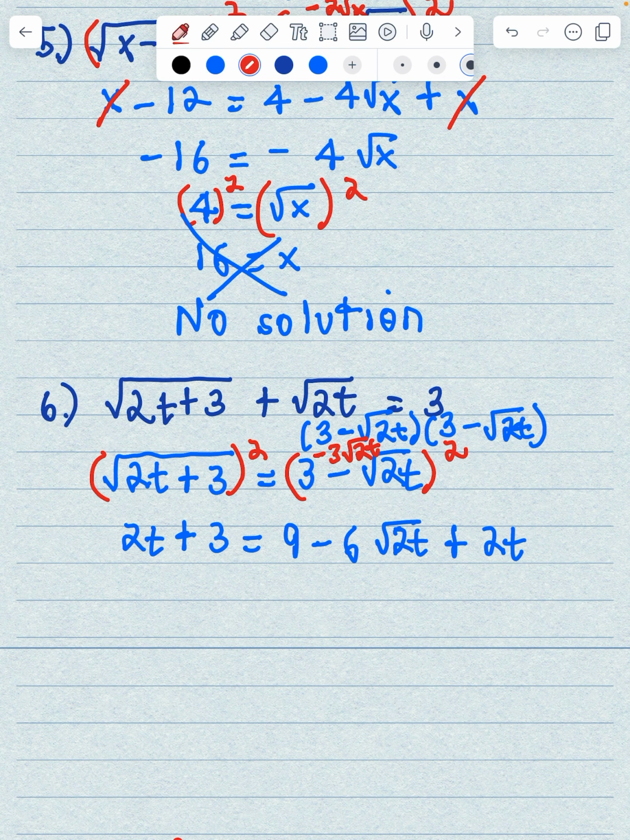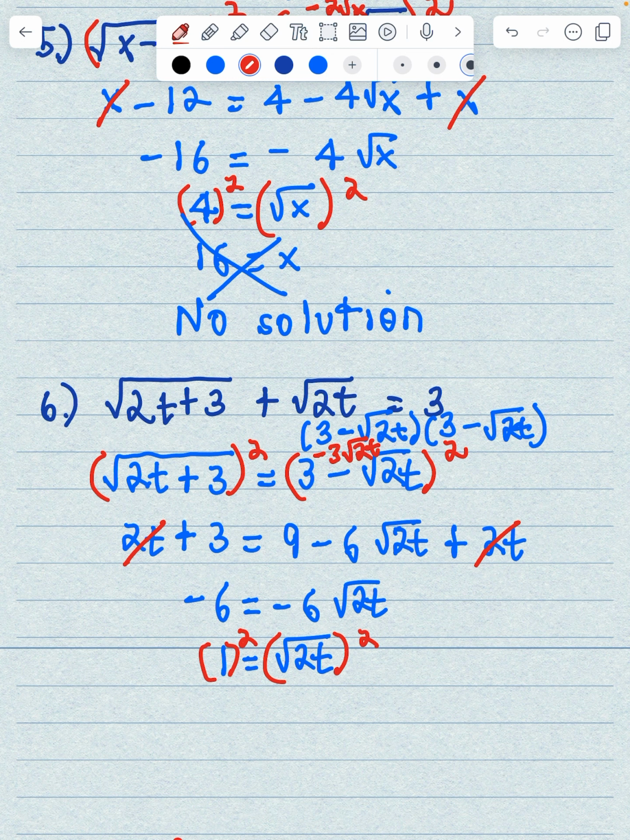So now I need to isolate my remaining radical. I'll subtract 2t from both sides, and now I'll subtract 9 from both sides. So I have negative 6 equals negative 6 times the square root of 2t. I'll divide both sides by negative 6 and get 1 equals the square root of 2t. And now I can square again, and I get 1 equals 2t, which means t is equal to 1/2.